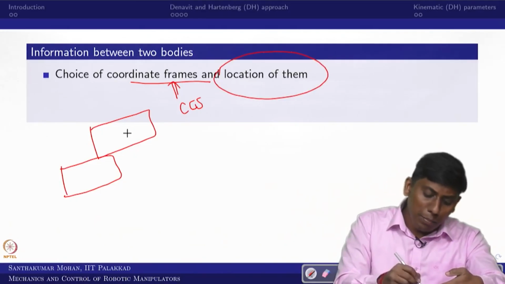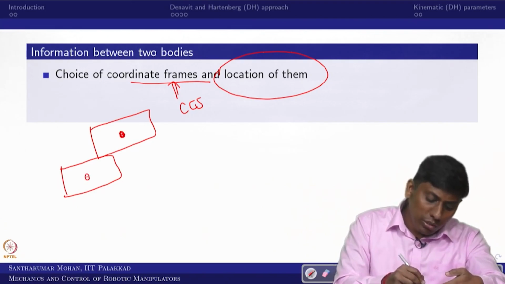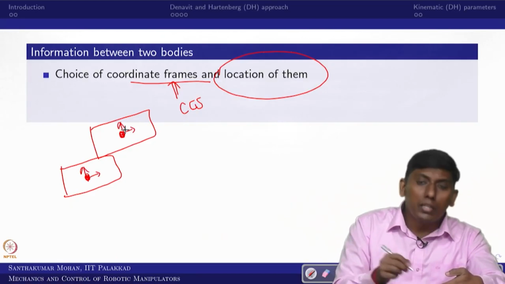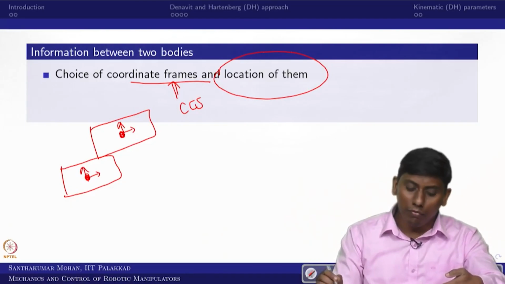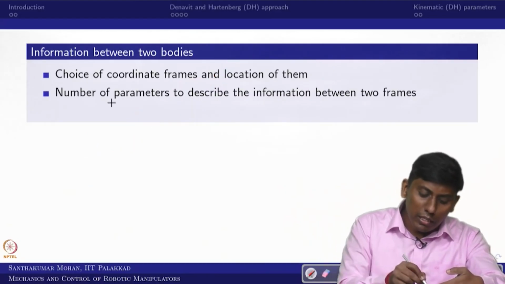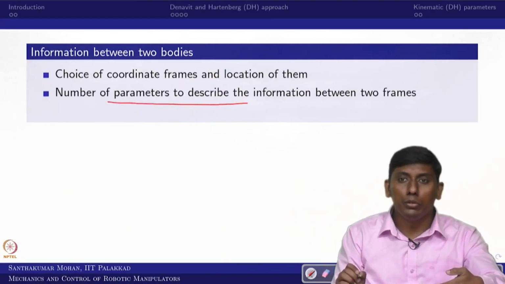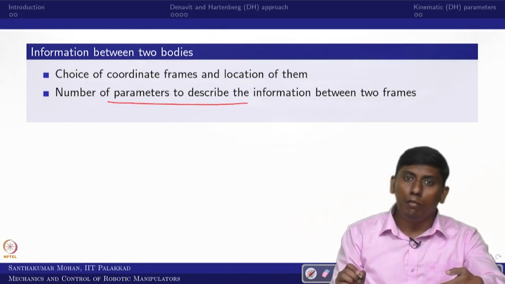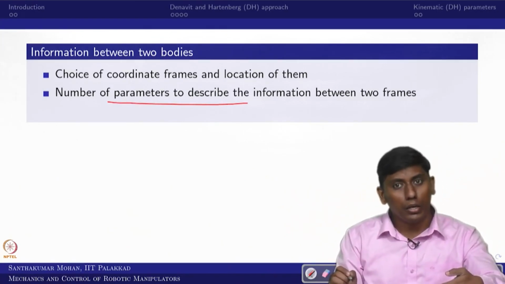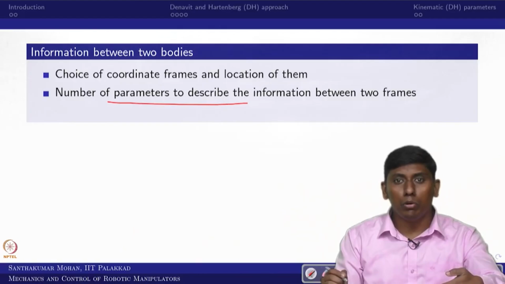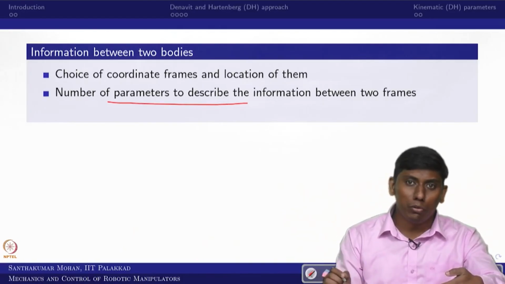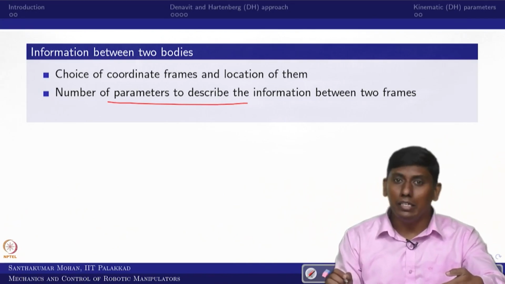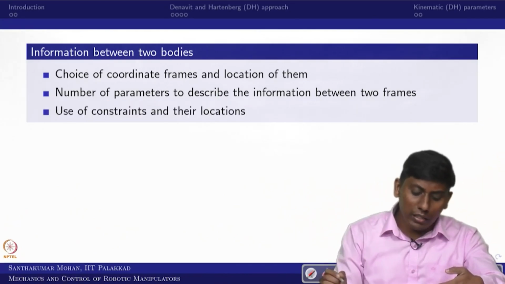One of the easiest ways people always do in a rigid body is to take the centroid and fix the frame there, but that may not be useful for manipulators or mechanisms. Why, we will be seeing. The number of parameters to describe the information between two frames is not so easy if you represent it with the centroid. It is probably easy if you are talking only about multi-body dynamics in a rigid body approach, but in the manipulator approach it may not be that easy. That is what we are trying to say.